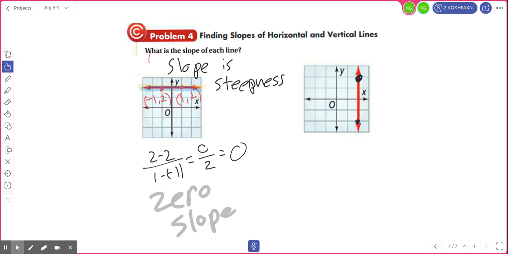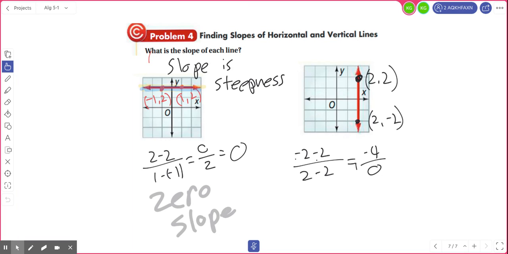Let's pick two points on here. So this is the point (2, 2), and this is the point (2, -2). And now if we do our slope formula, we get y2 minus y1, -2 minus 2, over x2 minus x1, 2 minus 2. Rise over run is -2 minus 2 is -4, and 2 minus 2 is 0. And if you put this in your calculator, you get an error.